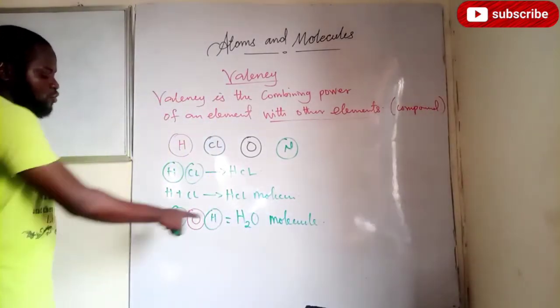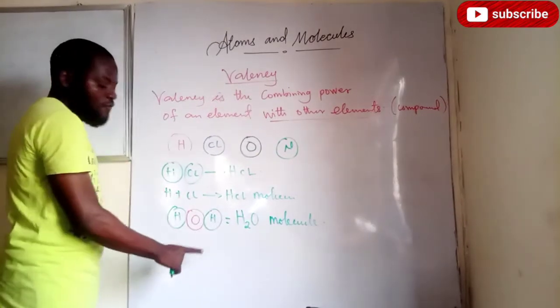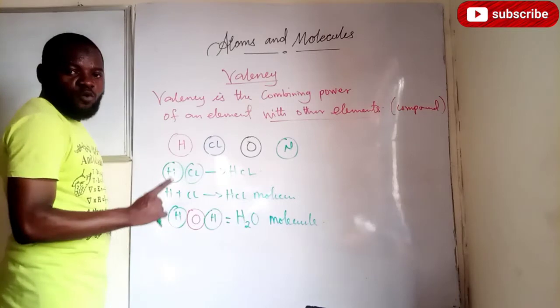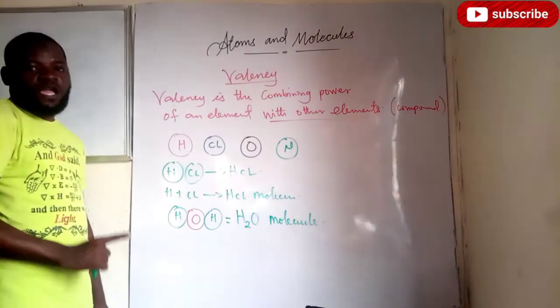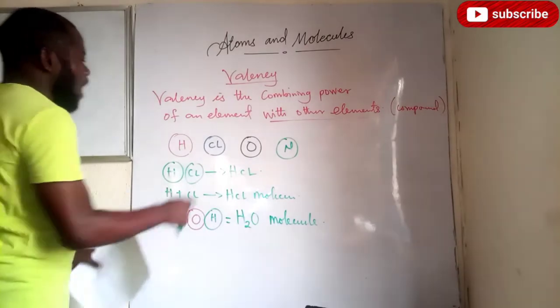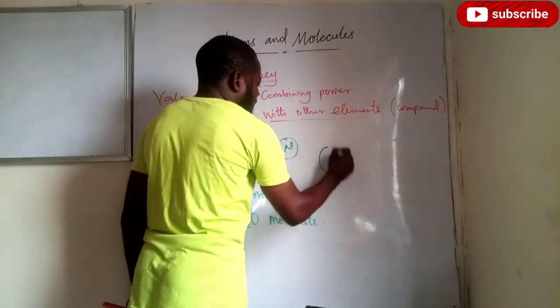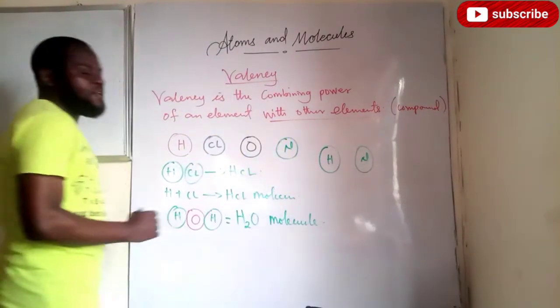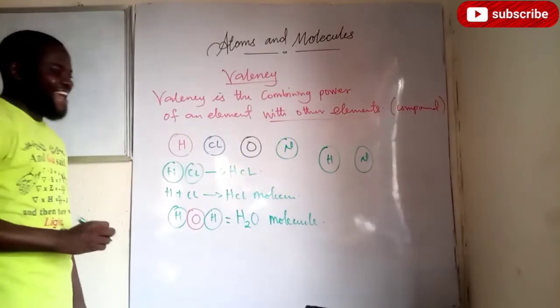So, 1 molecule of water, H2O, consists of 2 atoms of hydrogen and 1 atom of oxygen. Are we together now? Okay. Now, let's see how many atoms of hydrogen will combine with nitrogen. Okay, good.